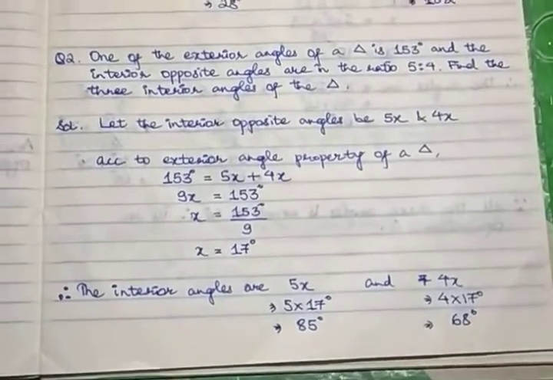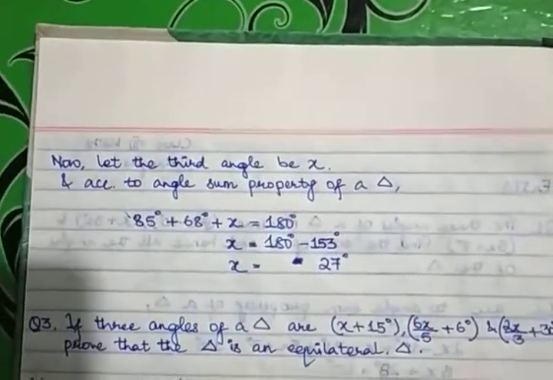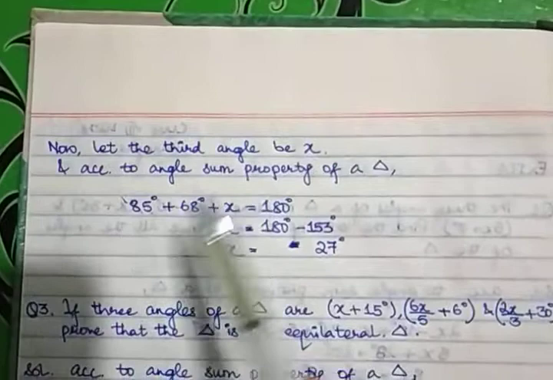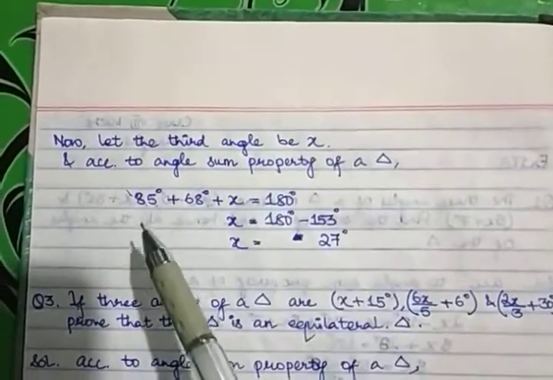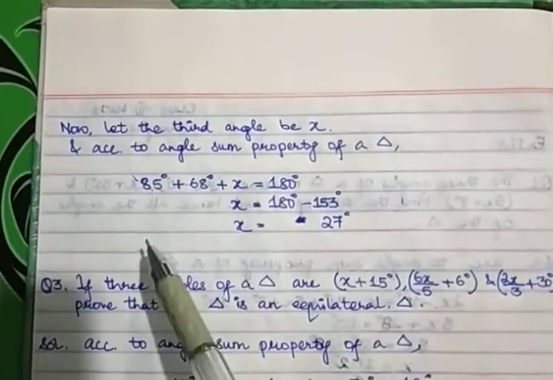Now how do we find that? With 2 interior angles given and 1 left, how will you do that? Simply by using the angle sum property of a triangle, isn't it? So that is what I have done here again. Now let the third angle be x. I have assumed the third angle to be x, because I know my 2 angles are 85 degrees and 68 degrees.